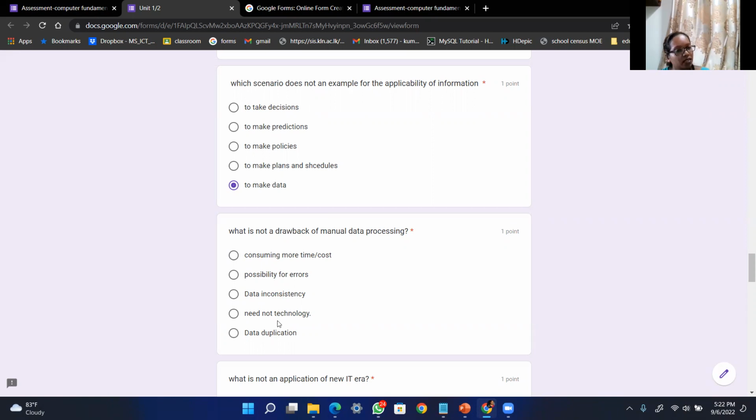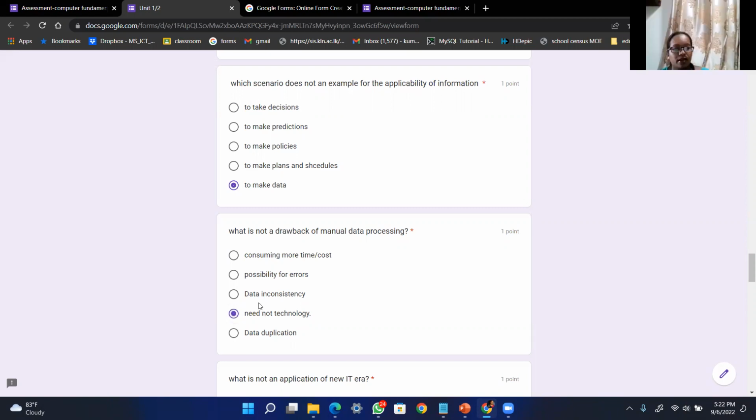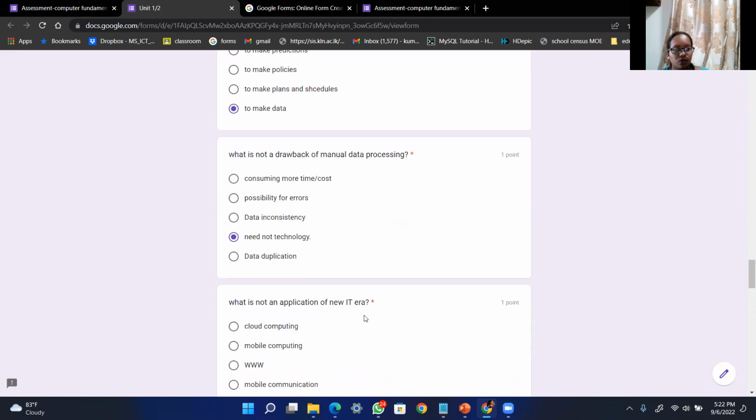Need not technology. That is not a drawback. Yeah, that is correct, but it's not a drawback. That is a kind of advantage of this manual. No need of technology. The people who can't deal with the technology, that is good for them. Data duplication, that is a drawback. So the fourth one.